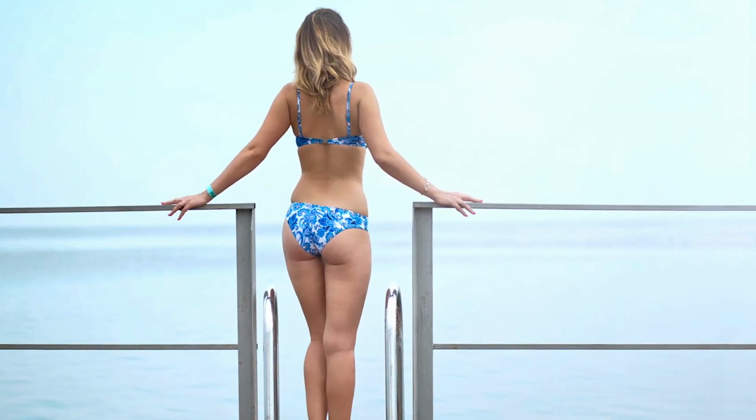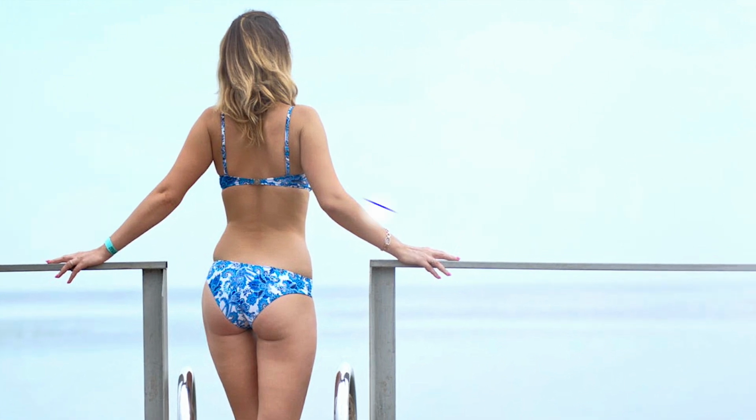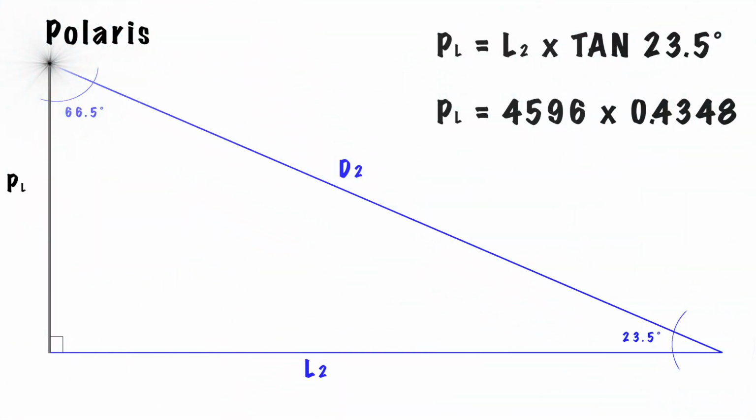The things we have to sacrifice in order to pursue knowledge. Our equation leads us to multiplying 4,596 times 0.4348. We are now getting to feel right at home with this stuff, right? We find that at the Tropic of Cancer, Polaris is 1,998 miles above the North Pole.